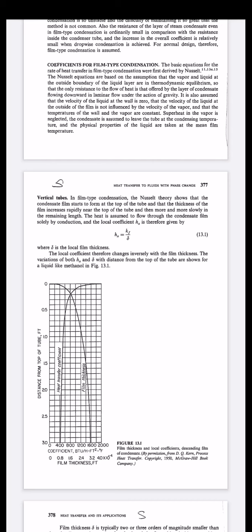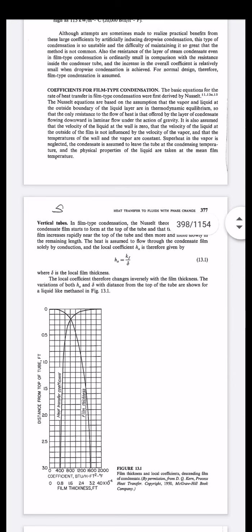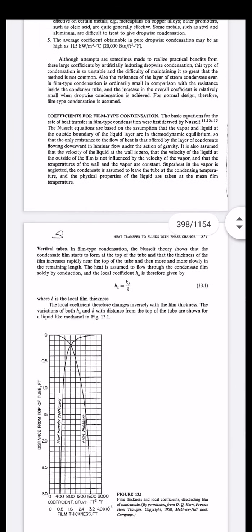the tube. So generally, when the condensation takes place, the condensate is going to accumulate at the top of the tube, and slowly the thickness of the condensate is getting changed, that is, reduced from top to bottom. And that is why the heat transfer coefficient is inversely proportional to the ratio of thermal conductivity of the fluid layer or condensate layer as well as the film thickness.